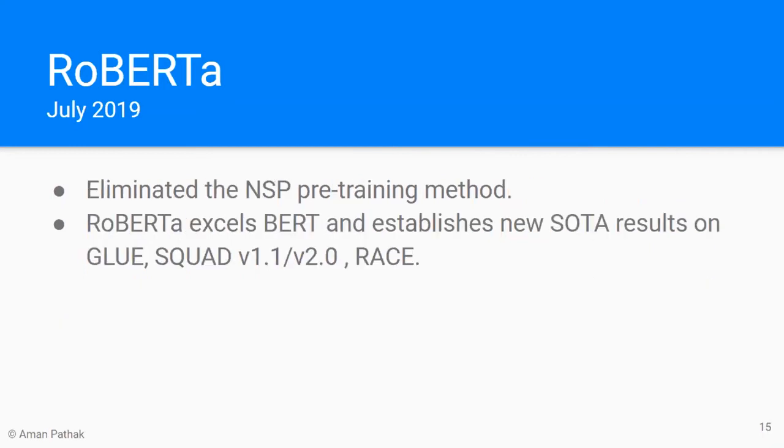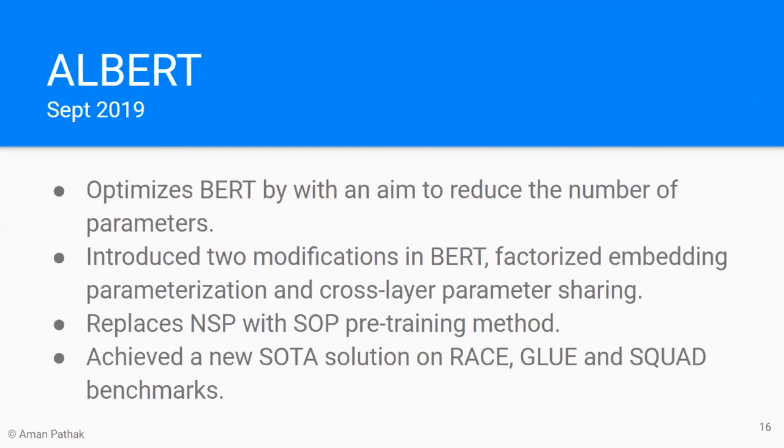It also eliminated the next sentence prediction pre-training method, because in the paper we have seen all sorts of modifications which RoBERTa suggested that actually prove that NSP is not required, and the model actually excels BERT and establishes new state-of-the-art results on GLUE, SQuAD, and other benchmarks. We now move on to ALBERT.